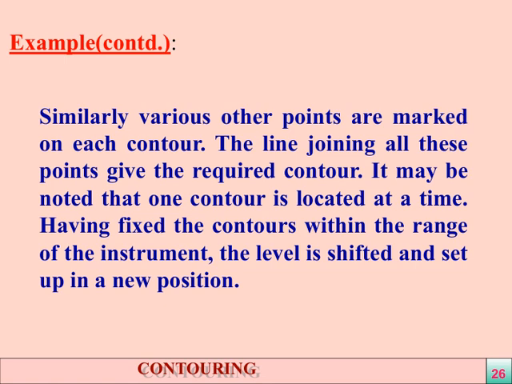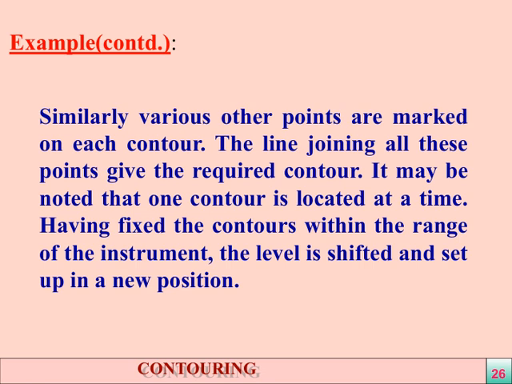When we connect all these points, they form the actual contour line. Think of it as drawing a line that follows the shape of the terrain or surface we're studying. An important thing to note here is that only one contour is set at a time, which helps us accurately map specific elevations or features.